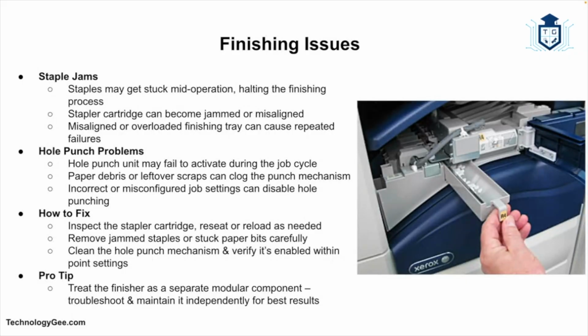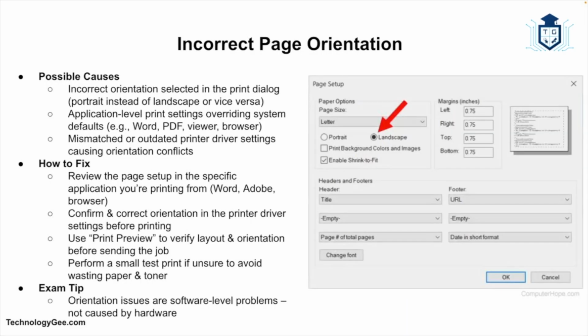Now, as a tip, you always want to check the finisher separately because it's usually a modular add-on with its own maintenance needs. Then there's the issue of incorrect page orientation. So you print it in portrait and your printer gives you landscape, or worse, it prints it upside down. So what causes this? Well, incorrect orientation settings in the print dialog box can cause this issue, or you can have application level print settings that override the system defaults, or you can have mismatched driver settings. So how do you fix it?